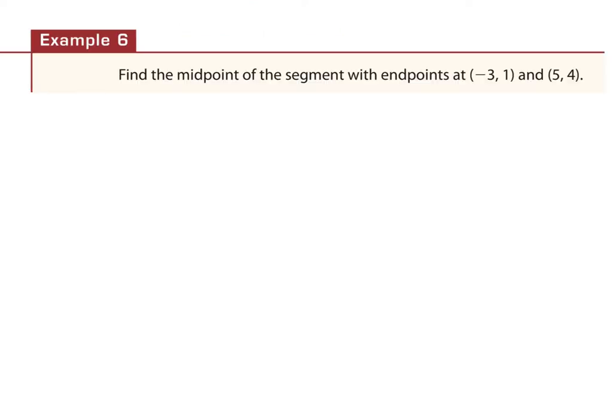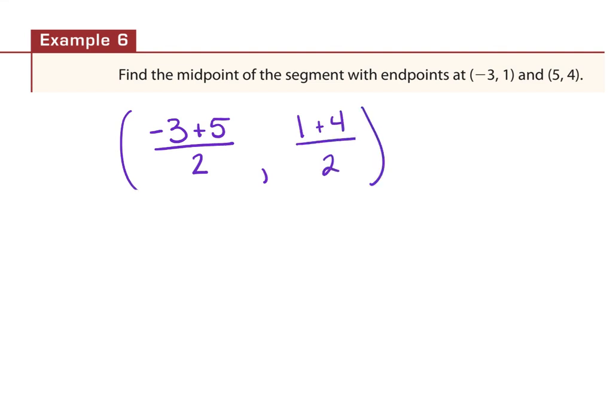Find the midpoint of the segment, and it gives you the endpoints. And you can have positives and negatives here, unlike distance formula, all right? So I'm going to add my x's. -3 plus 5, that is my x's, and divided by 2, that will be my x value. My y is 1 plus 4, divided by 2, that will be my y value. -3 plus 5 gives me a 2, so I have 2 over 2. 1 plus 4 gives me a 5, 5 over 2.